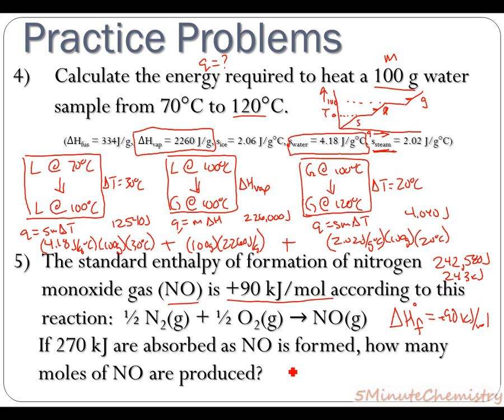All we have to do here is set this up as a conversion where we cancel kilojoules. 270 kilojoules of energy. We want to cancel kilojoules to find the number of moles, so we use our conversion, our enthalpy of formation. It will be 90 kilojoules per 1 mole, so that means we have 3 moles of NO that form.